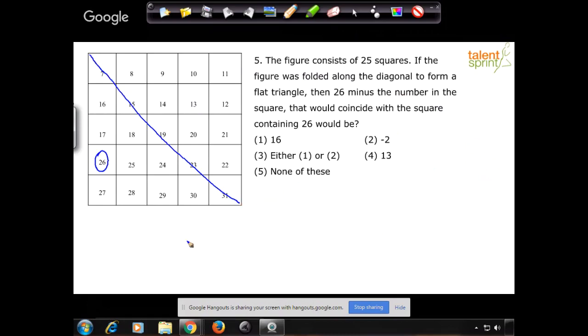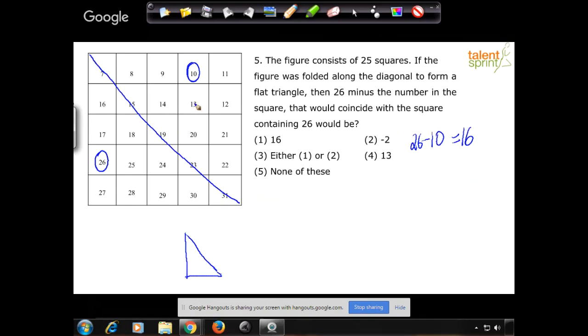If we go ahead and fold it and make it into a triangle, the square that will come behind the number 26 will be the number 10. And if we subtract 26 minus 10, boys and girls, we get 16. Now, 16 is option number 1.